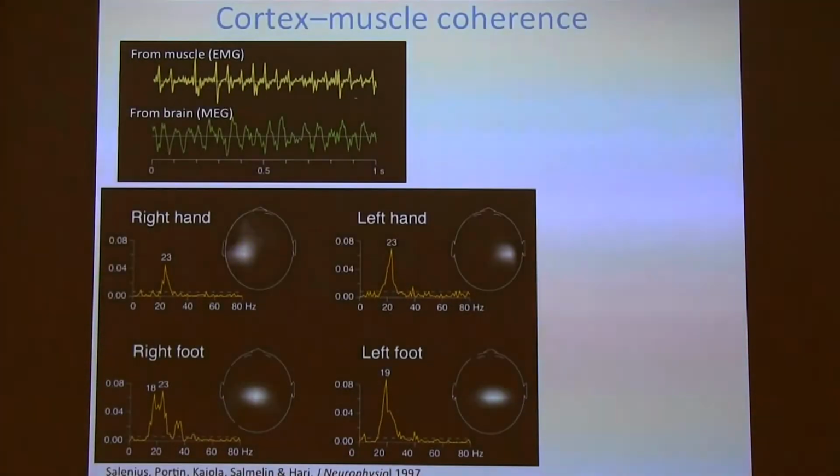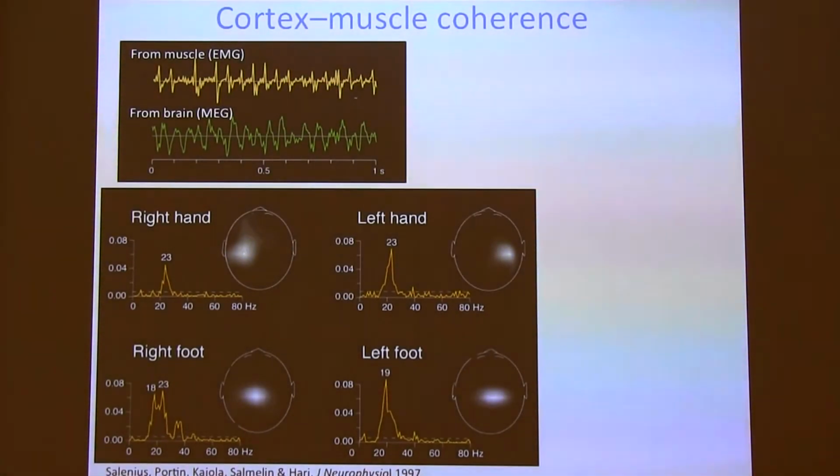and then we decided to use as a tool the cortex-muscle coherence. So we know that if a person is keeping a steady contraction, of the hand for example, then we have the electromyogram from the surface EMG, and we measure the brain signals at the same time. So there's a nice coherence at about 20 Hz. For right hand contraction, it's over the left motor cortex. For left hand, it's over the right one. For foot, it's at the foot region.